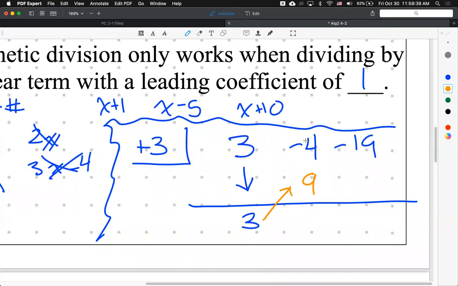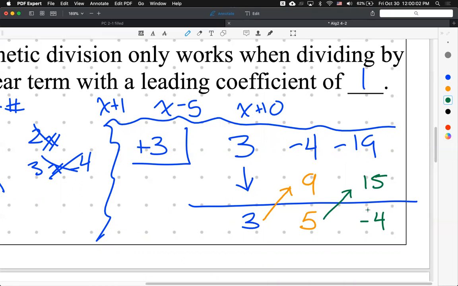Okay, then I just keep adding straight down. -4 plus 9, you guys will all shout out, is 5. Again, whenever you go across the line diagonally to the right, we multiply by this number up here. 5 times 3 is 15. Add straight down, you guys will shout out -4. And there's our answer.